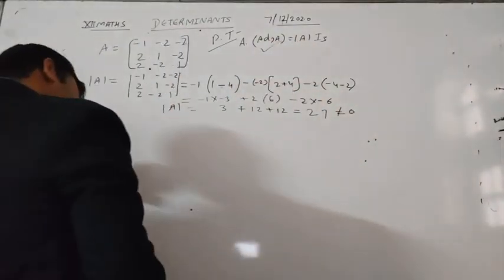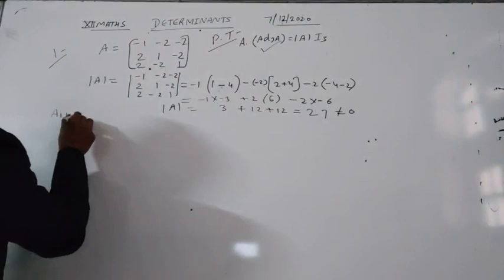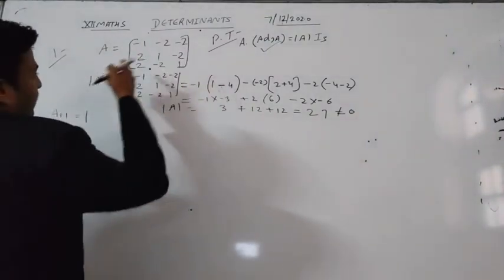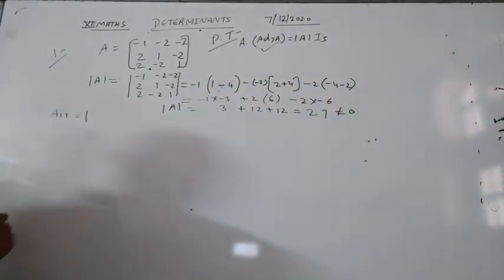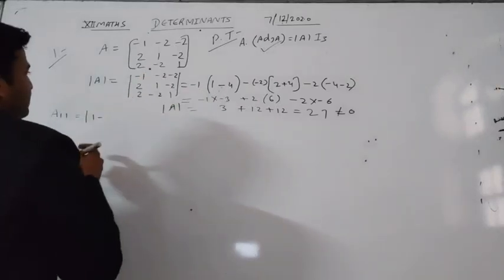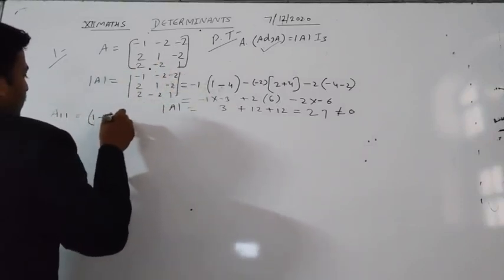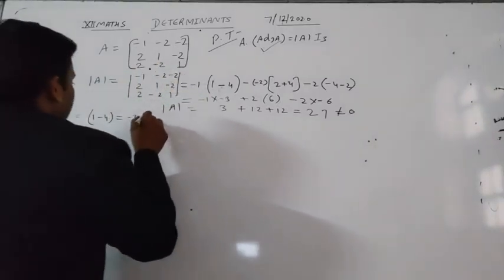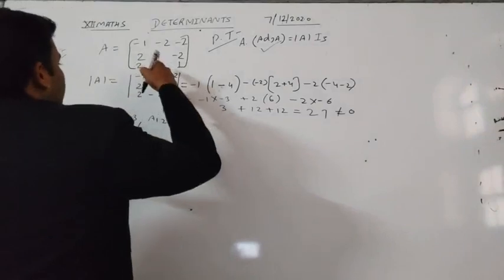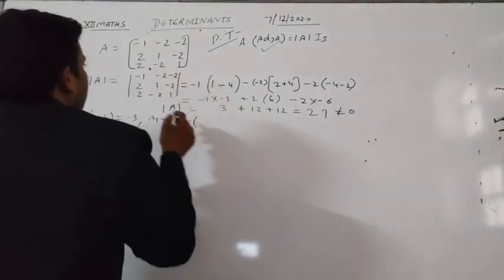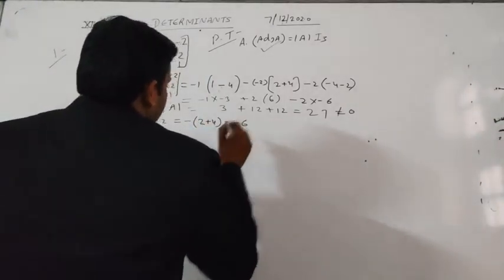Now we will find our adjoint of A. For adjoint of A, we will find the cofactors. Cofactor A11 is what? This is cancelled, this is cancelled. So 1 minus 4, which is -3. And A12 is what? This is with negative sign. This will cancel, the remaining 2 and minus plus 4, which is -6.